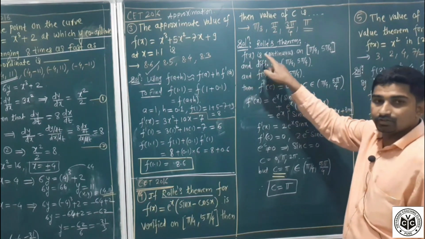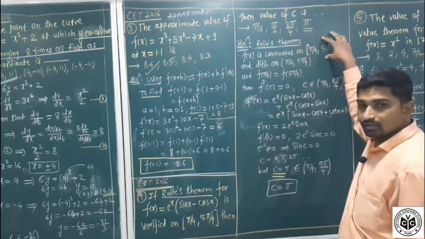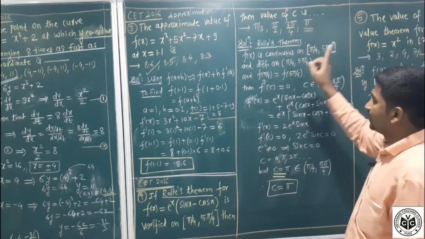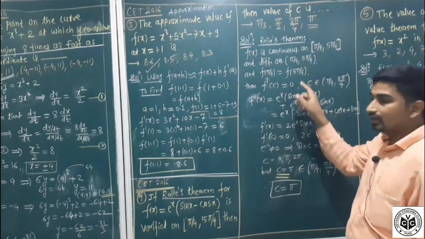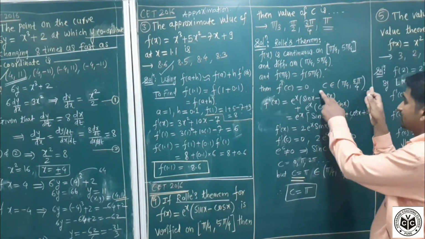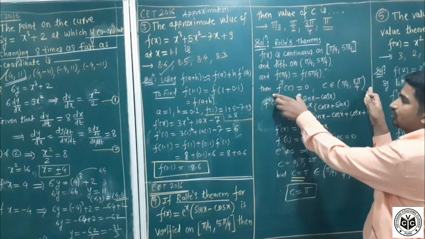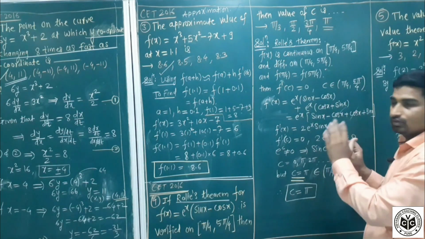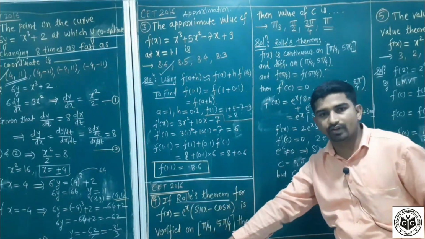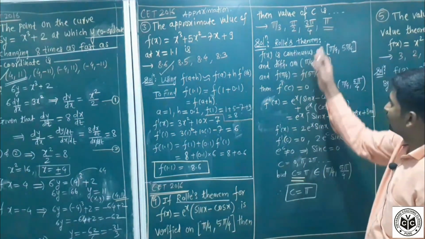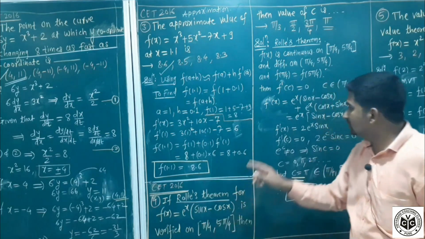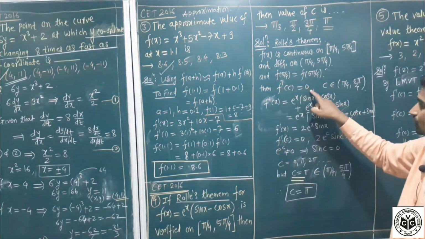means f x is continuous on the closed interval and differentiable on the open interval, and f of a is the same as f of b, then there exists a point c belonging to this interval such that f dash of c is equal to 0. So you have to calculate that value of c. Already they have given that Rolle's theorem is verified, so no need to verify this condition. You have to use the condition f dash of c as 0.